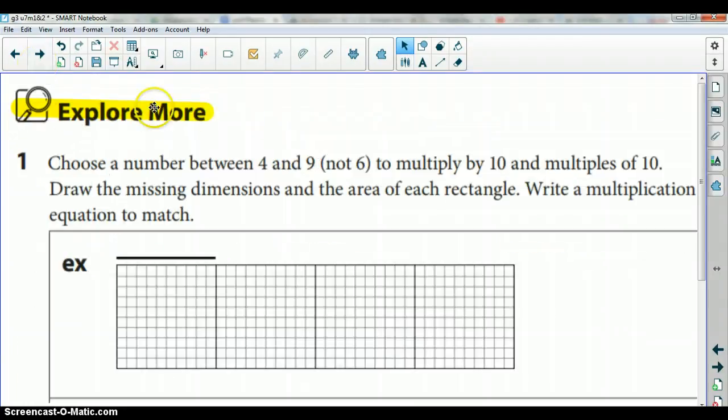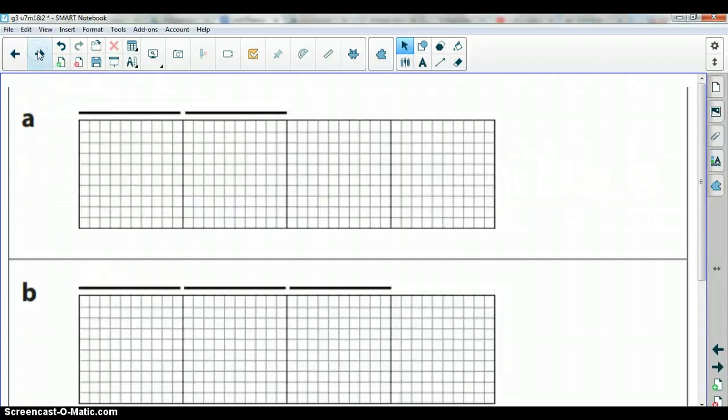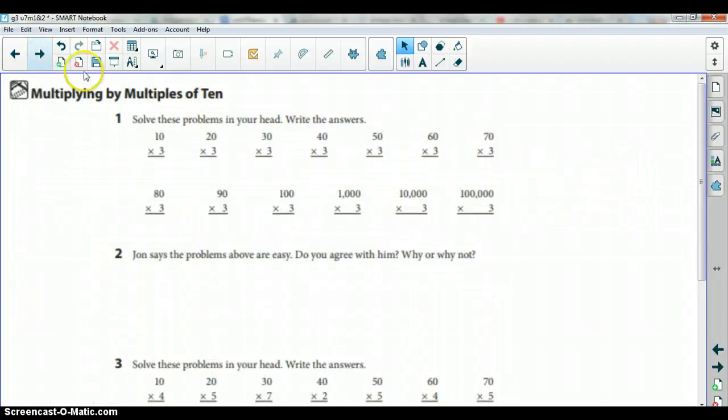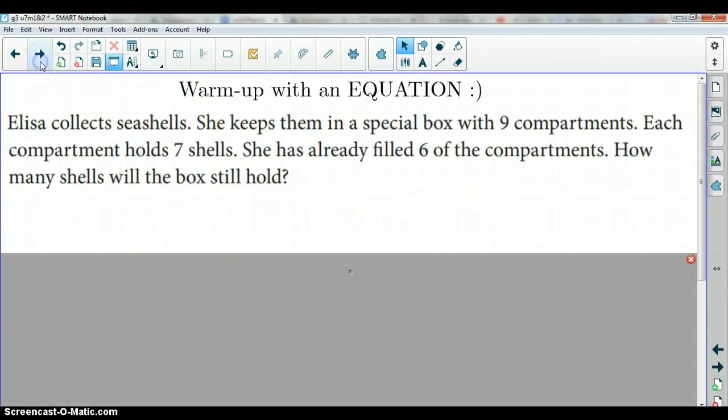And then they're going to explore more on their own, so they get to choose a number between 4 and 9, not the one you just did, and they're going to explore their single factor. Okay, and then after they've explored it, there is another practice page, whether you want to use it or not, multiplying by multiples of 10. So I'll put that in your mailbox if you want to use it.